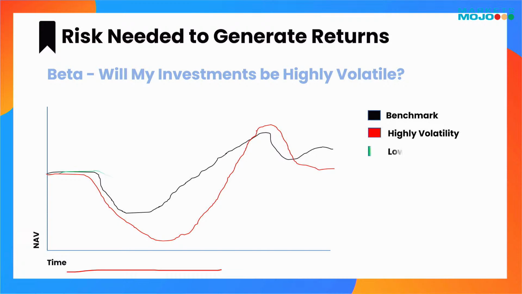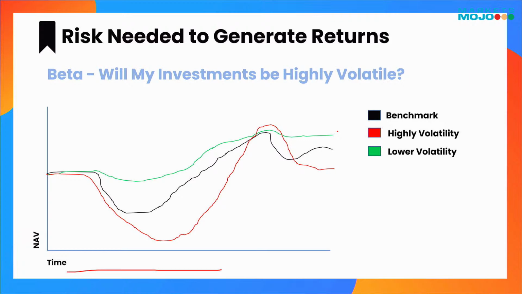Whereas if you talk about a mutual fund with low volatility, it won't move as fast as the benchmark or a highly volatile scheme. Here, if you can see the NAV of the lower volatile mutual fund, as the benchmark fell this much, it did not fall that much. Okay, it is quite stable. And when the market increased, it is trading slightly higher than the benchmark.